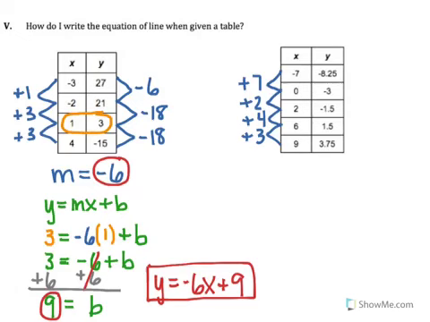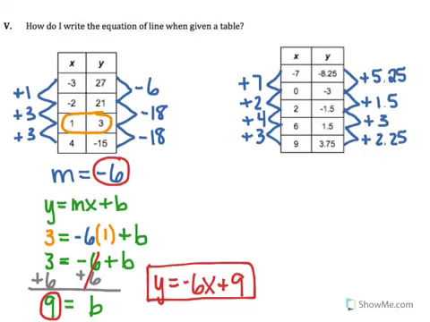For my rises, from negative 8.25 to negative 3, I went up 5.25. From negative 3 to negative 1.5, I went up or added 1.5. From negative 1.5 to a positive 1.5, I added 3. From 1.5 to 3.75, I added 2.25.